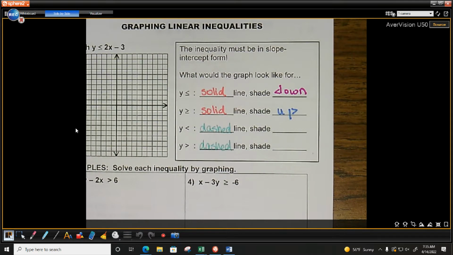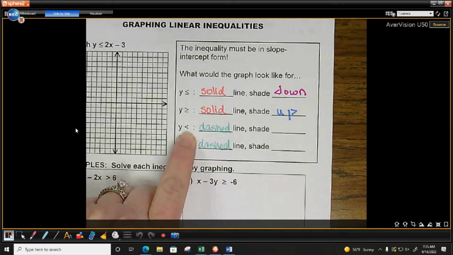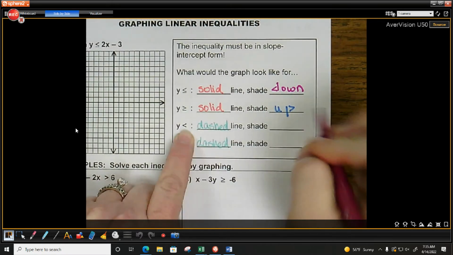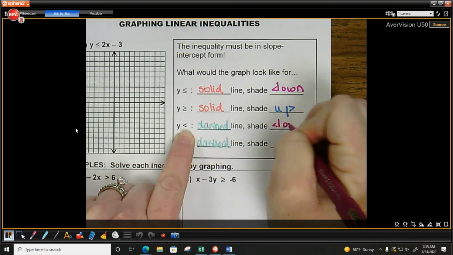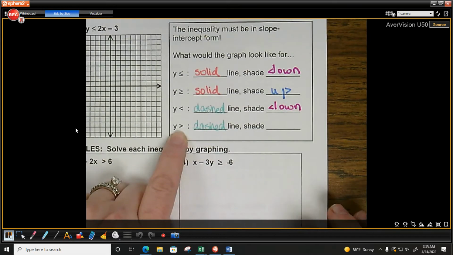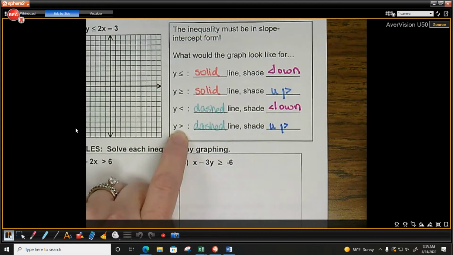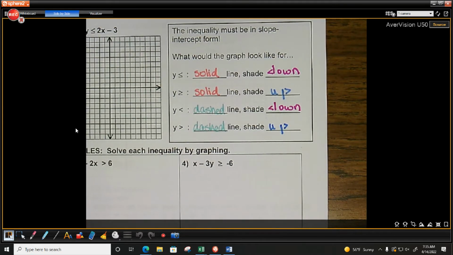Okay. So again, this one can help me make a what? A D or a P? A D. So this one means I shade down. This one helped me make a P, so this one I shade up. Guys, this is the trickiest part: knowing when to use a solid line, when to use a dashed line, when to shade up, when to shade down.